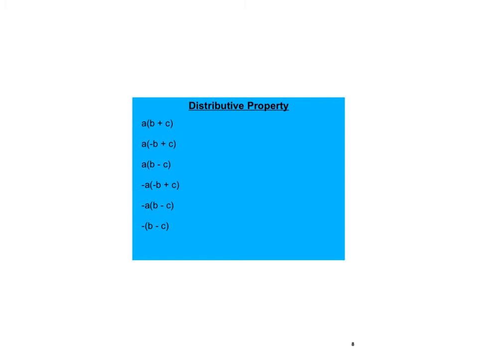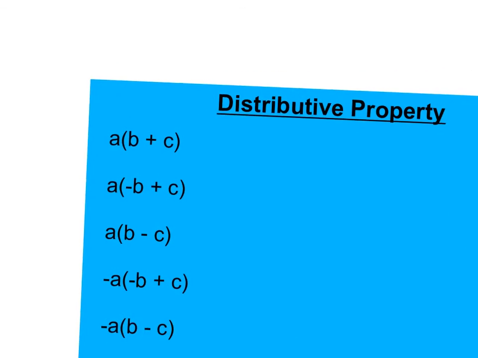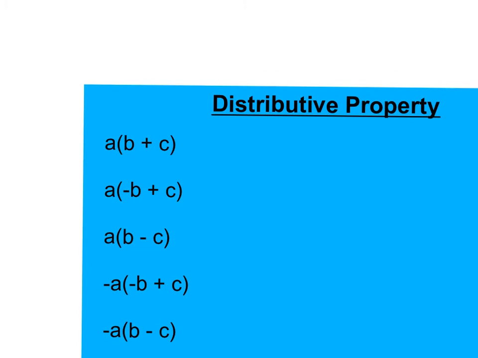Second part of this is the distributive property. A distributive property is the idea of distributing a value across the parentheses. So what you're going to see here in this distributive property is, if I zoom in a little bit, what we're really doing in all of these is just taking and multiplying that value that's outside by both of them inside.